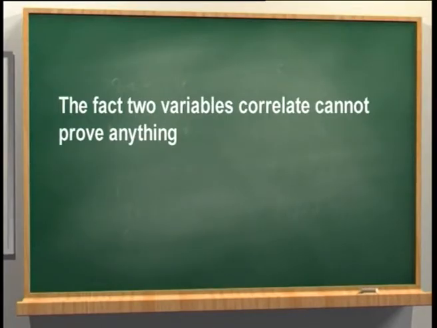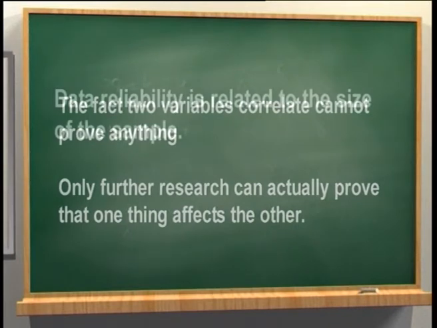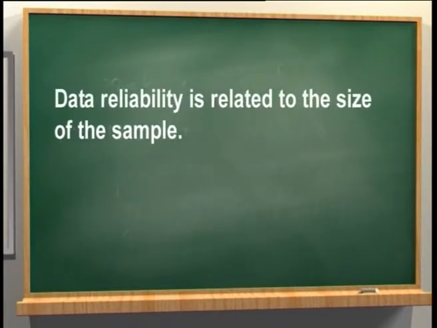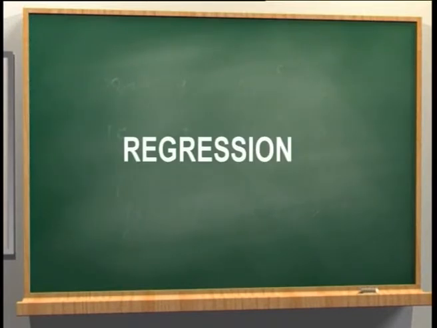95 out of 100. The fact two variables correlate cannot prove anything. Only further research can actually prove that one thing affects the other. Data reliability is related to the size of the sample. The more data you collect, the more reliable are your results. We will now discuss regression.